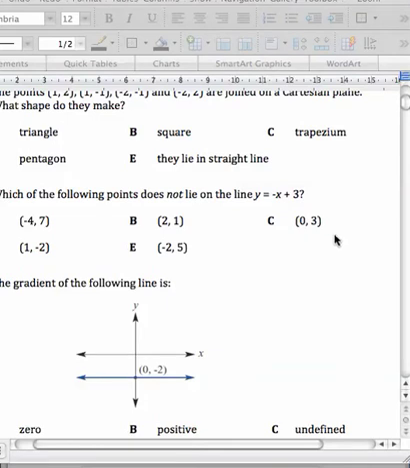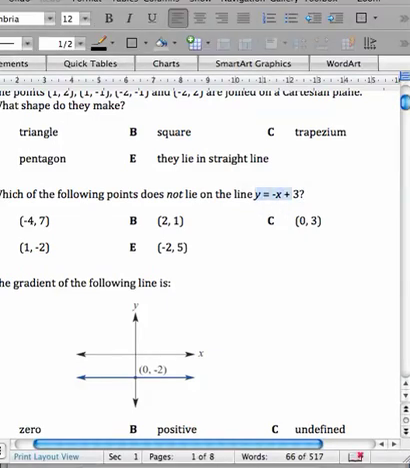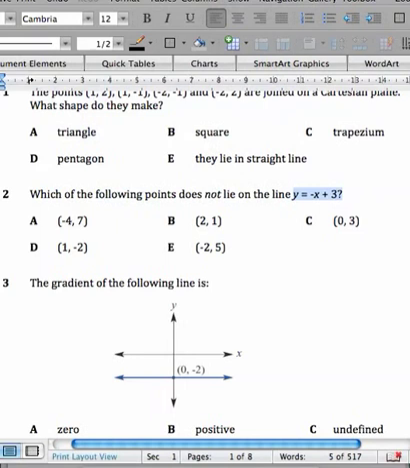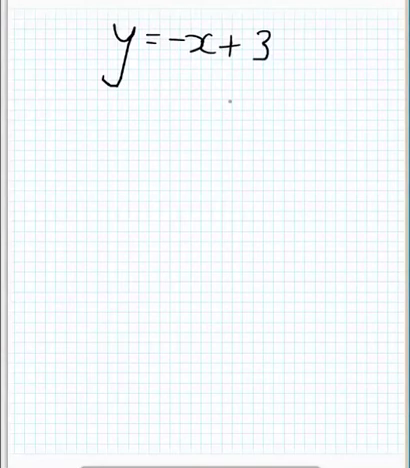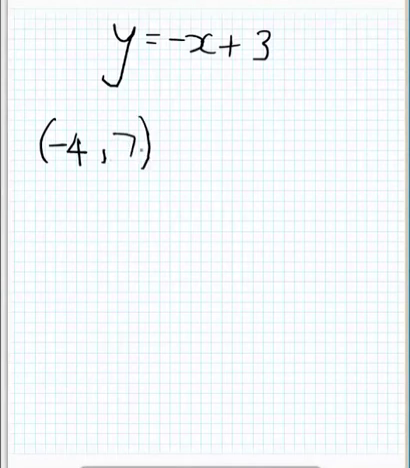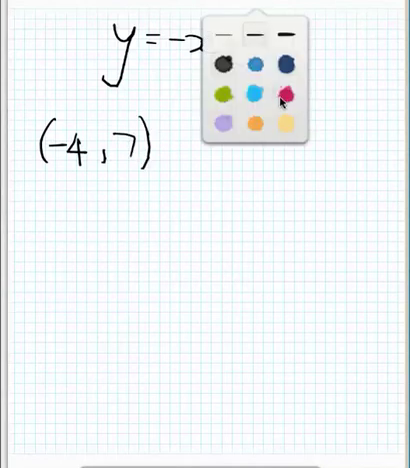Now, just quickly, if you wanted to, you could actually draw this straight line and then see which one of these points doesn't lie on that line or isn't a part of that line. That may take you a bit longer. So the method I'm showing you is using substitution. So if we write our equation here, y equals minus x plus 3, let's pick the first point. X is negative 4 and y is 7. So instead of drawing the graph, we can actually do this.